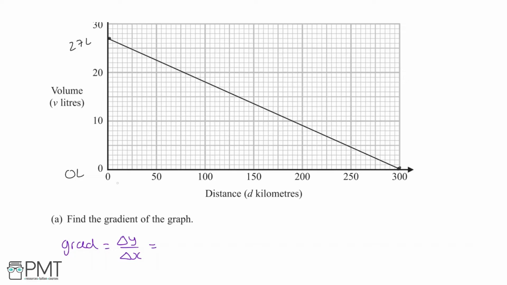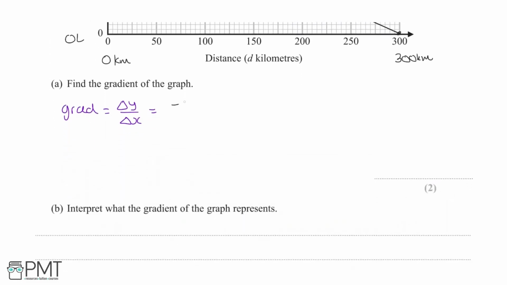And then our distance starts at 0 kilometres and ends at 300 kilometres. So the change in y is minus 27, and the change in x is 300. So in our calculator, we will do minus 27 over 300, which gets us minus 0.09. Now, this part is worth 2 marks. The first mark comes from a suitable method to find the gradient, as we have done here. The second mark comes from a correct answer.